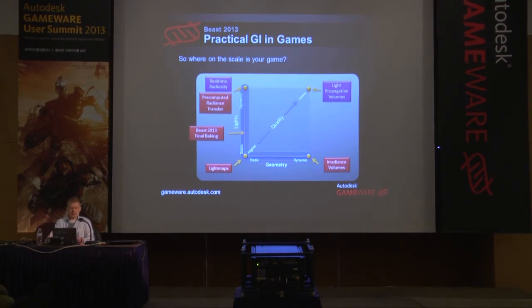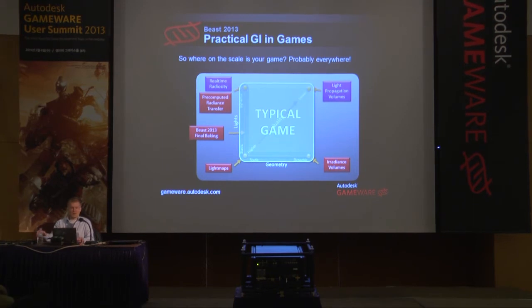So let's step back and ask ourselves, how does this fit with my game? Where in the diagram does my game fall? What does a typical game look like? The truth is that your game will probably have all of these combinations of geometry and light. You'll have parts that are static, but you'll probably also have some dynamic parts.